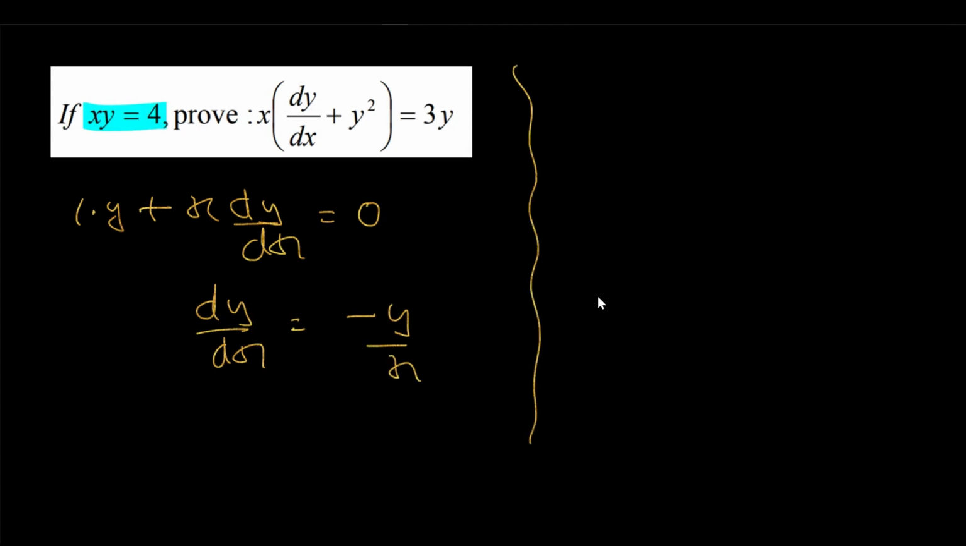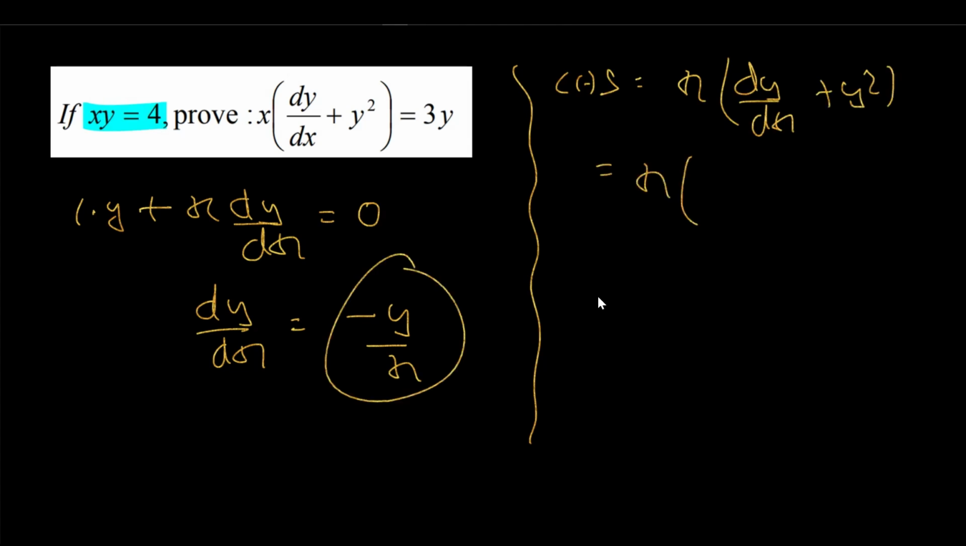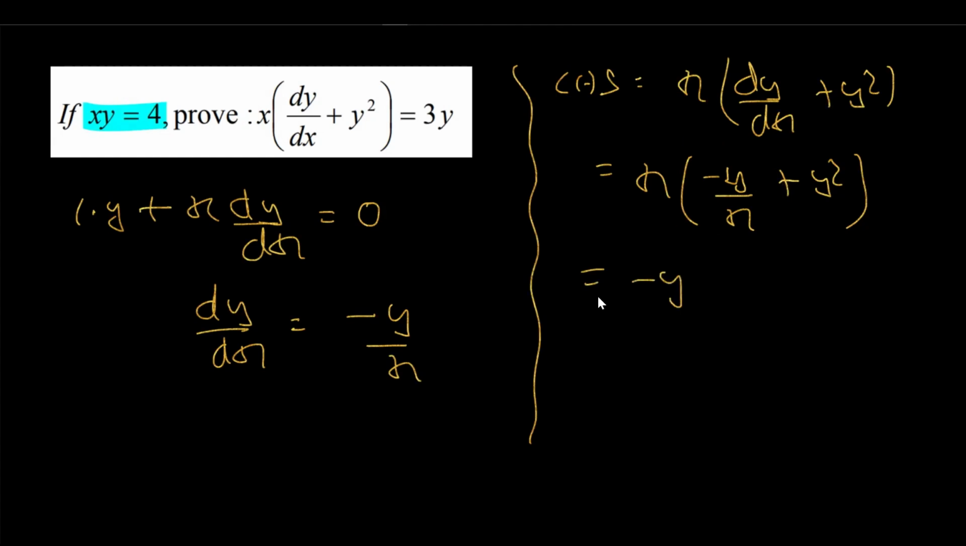Next, we are going to place these values in the LHS. So LHS is what? x multiplied by dy over dx plus y square. So if I replace this dy by dx with this, we are getting what? Minus y over x plus, this is y square only. So x multiplied by this is what? Minus y only, because x and x will get cancelled. And when x multiplied by this, so what I'm going to write? I'm writing xy square.